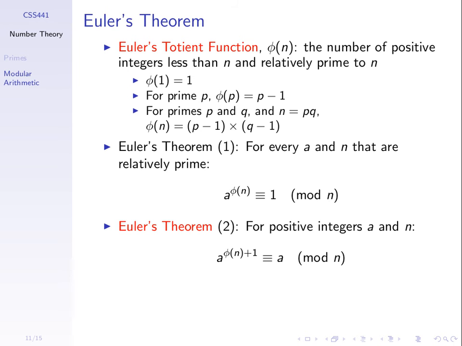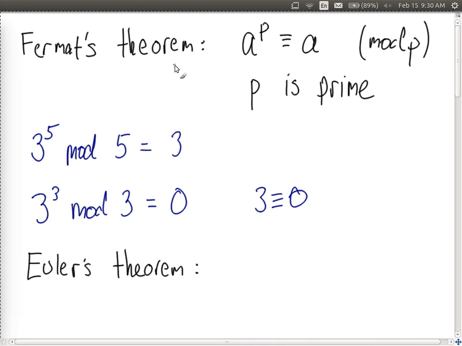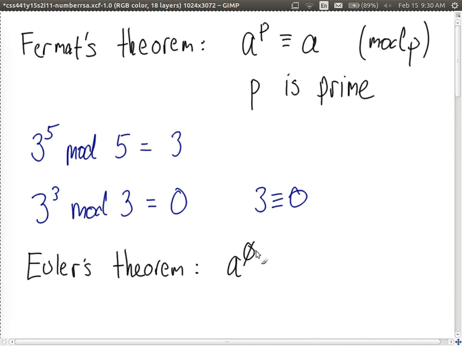For positive integers a and n, if we have a, some integer, to the power of the totient of n plus 1, and we mod by n, we end up with a. Let's write it down and see it in some examples. We don't necessarily need primes there. A to the power of the totient of n plus 1, when we mod by n, gives us a.